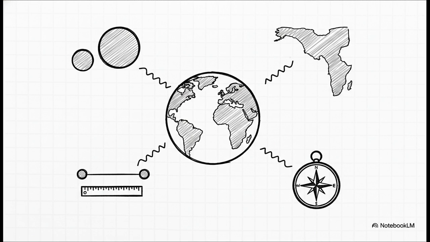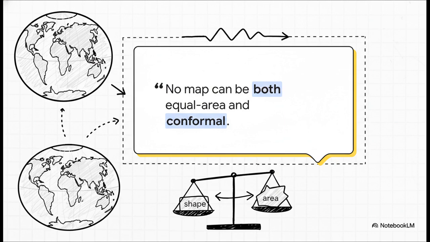It's impossible. Which leads to what's basically the golden rule of mapmaking. The USGS puts it bluntly. No map can be both equal area and conformal. Okay, what does that mean?